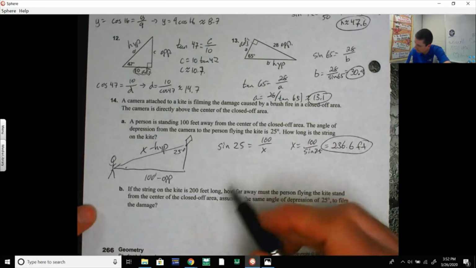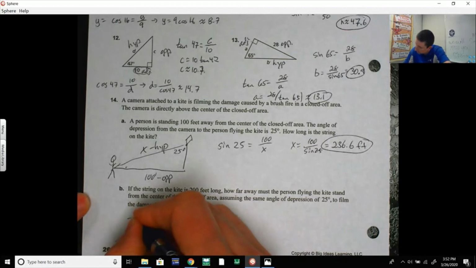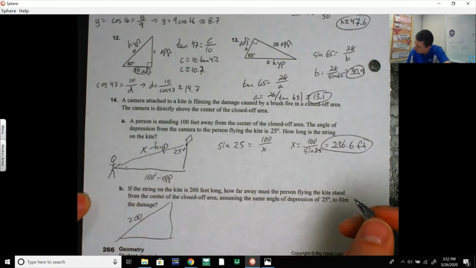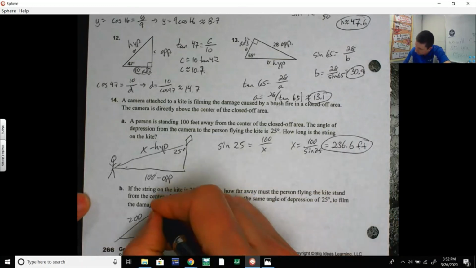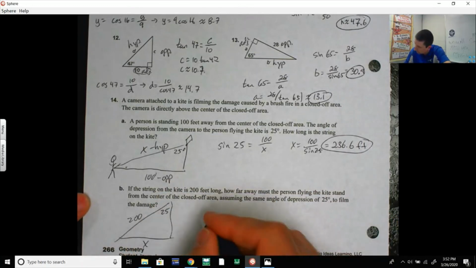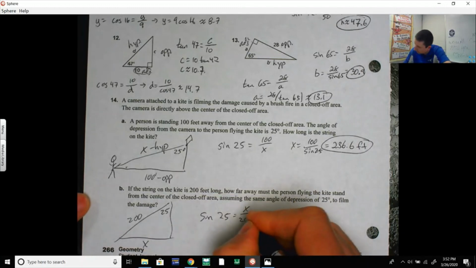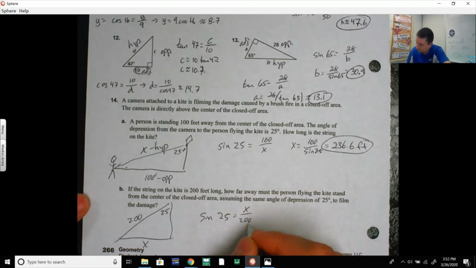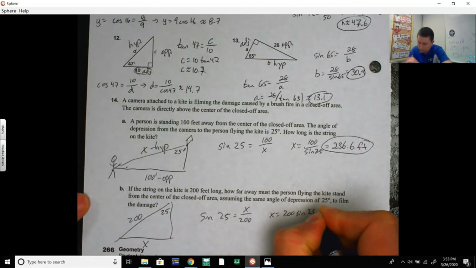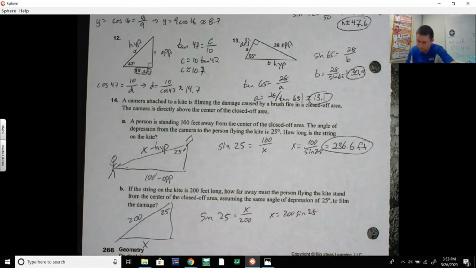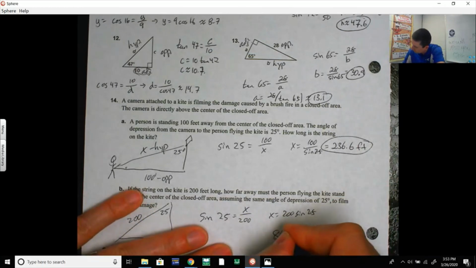If the string on the kite is 200 feet long, how far away must the person flying the kite stand from the center of the closed-off area, assuming the same? So, same thing. Sine of 25 equals opposite over hypotenuse, so it would be x over 200 this time. So x equals 200 times the sine of 25, which is 84.5. Okay.